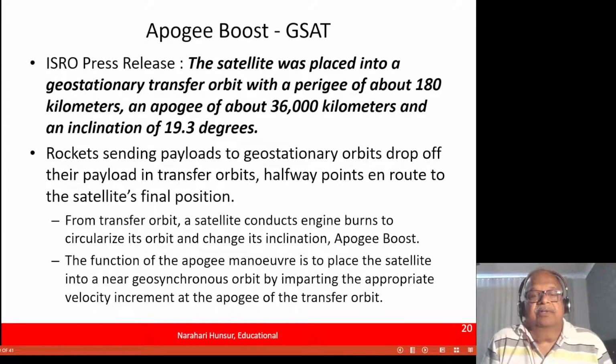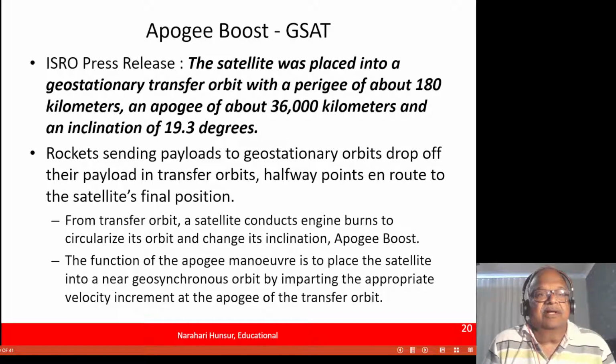Initially I talked about transfer orbit, right? Put something first in the transfer orbit. From there you move it to whatever orbit you want. So let's take the example of what's called apogee boost. Apogee stands for the point farthest from the Earth, and perigee is the point very close to the Earth.